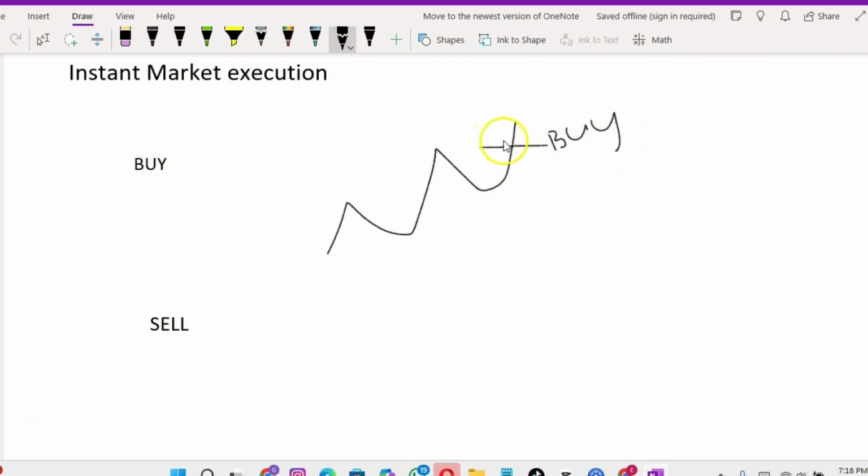Now, you are telling your broker to take you in at this current market price. So that's instant execution: take me in on the current market price. So you are instantly entering the market at that market price. You are entering a long or a buy position.